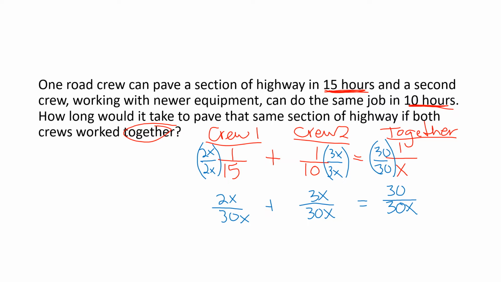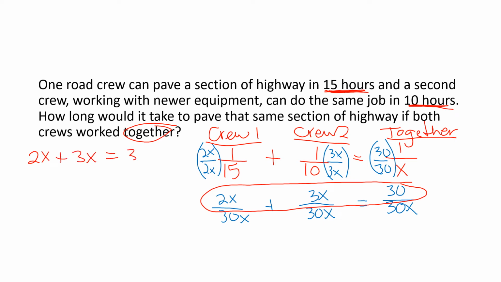Now, once those denominators match all the way across, you just need to look at the top and use what's written here to solve for x. So what I see is 2x plus 3x equals 30. Combining like terms, 2x plus 3x is 5x equals 30. And I can solve for x if I just divide by 5 on each side. I get x equals 6.